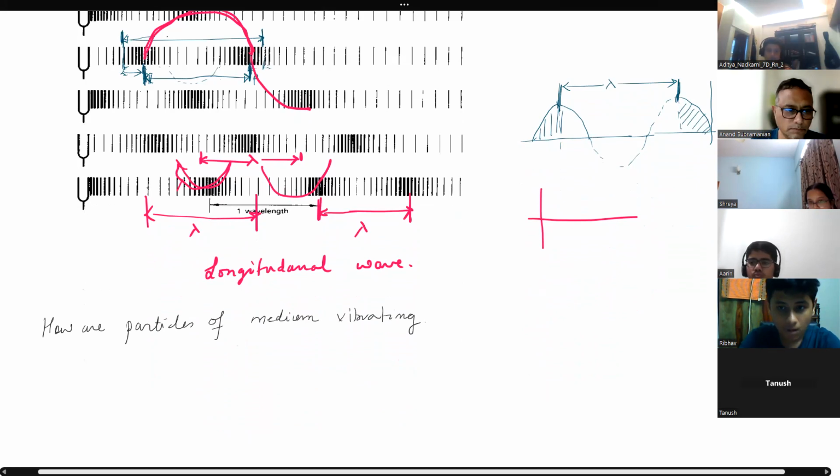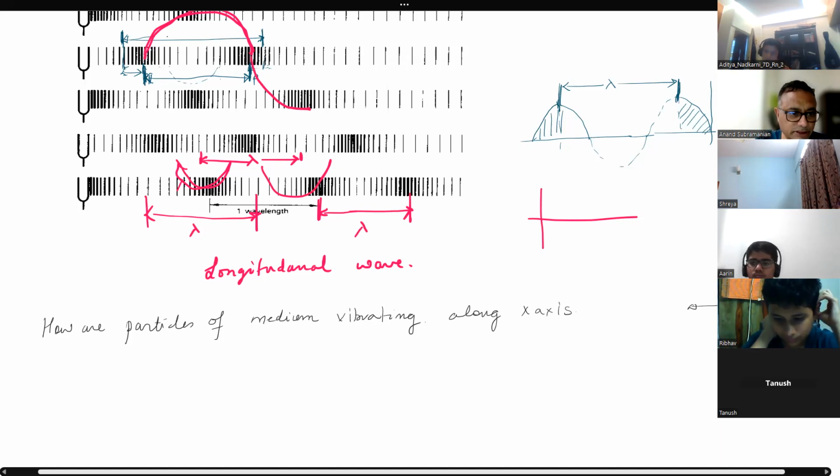Sir, from left to right. Left to right, isn't it? So if you look at it, it is the x-axis. Okay. So you can say along the x-axis, the particles of the medium are going like this. We saw that red dot. The red dot is moving from left to right, along the x-axis.